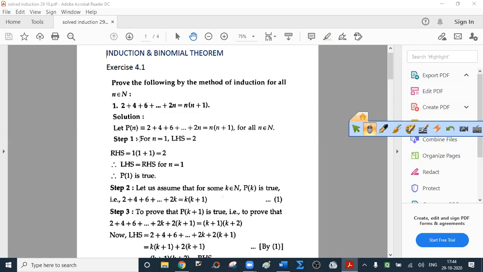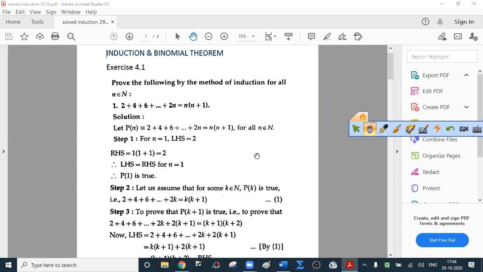First step, we verify that P of 1 is true. So for n equal to 1, what is LHS? When I say n equal to 1, by that I mean first term, or you can say this is nth term, put n equal to 1, same. So LHS is 2, put n equal to 1 in the right hand side, 1 into 2, 2. Yes, LHS equal to RHS, that is P of 1 is true.